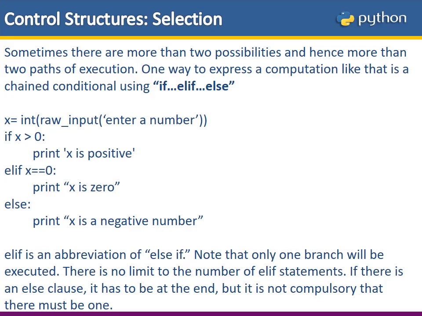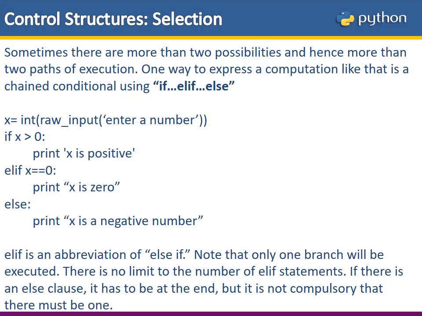It allows for multiple conditions. It tests for multiple conditions sequentially. The first condition that evaluates to true has its corresponding block of code executed, and the rest are skipped. So let's see what we are talking about from this code example.